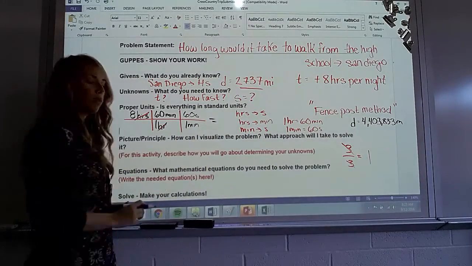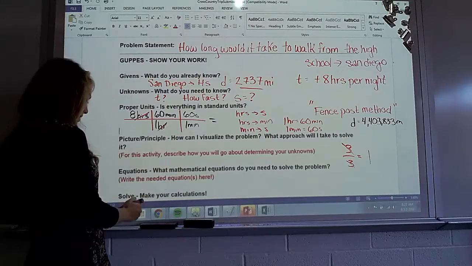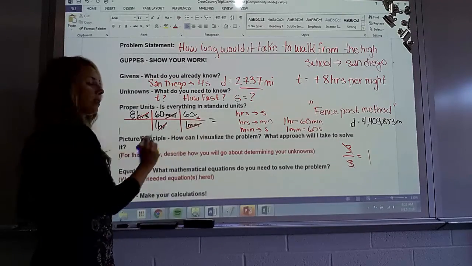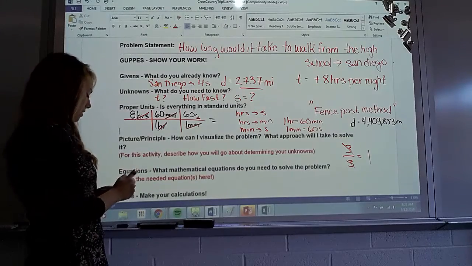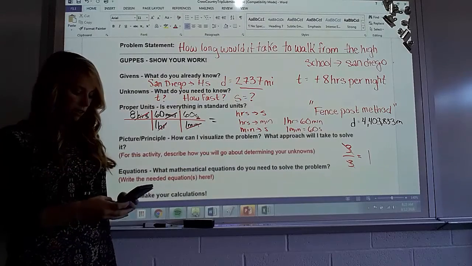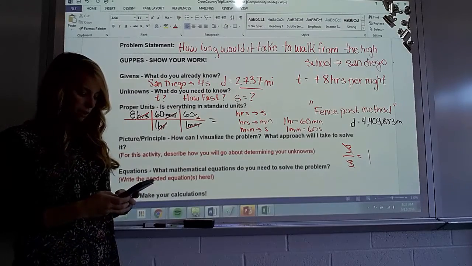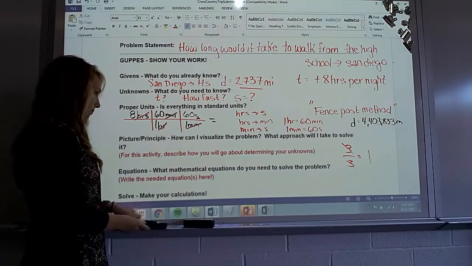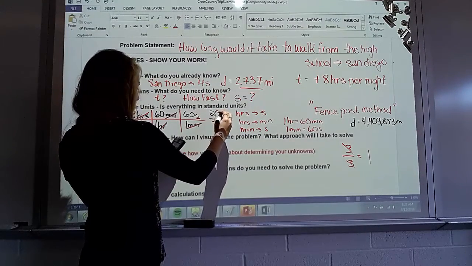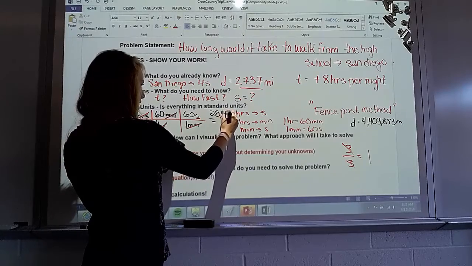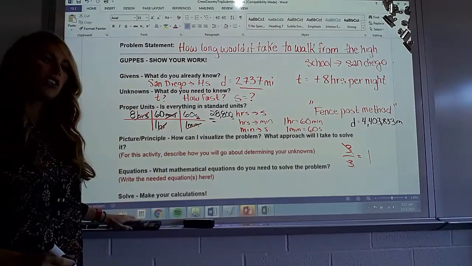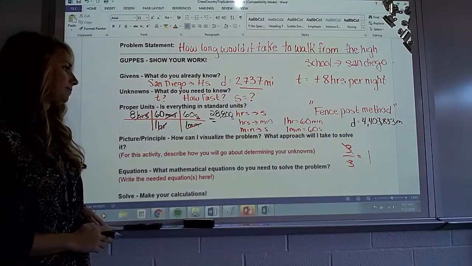So now we're ready to multiply across the top and divide by the bottom. Because you can see here, our minutes also cancel, and all we're left with are seconds. So that's what we want. So 8 times 60 times 60, handy dandy calculator. 8 times 60 times 60 equals 28,800 seconds. So I'm going to need to include that in my final answer.